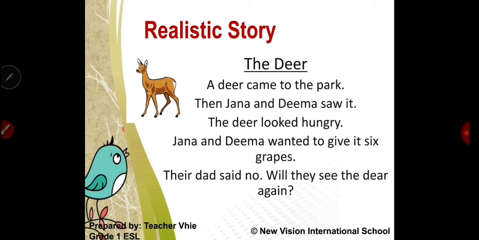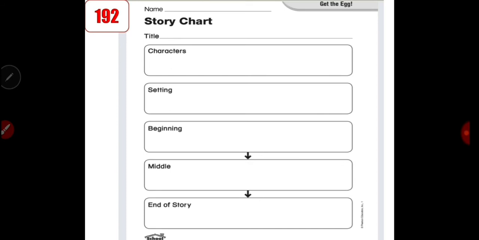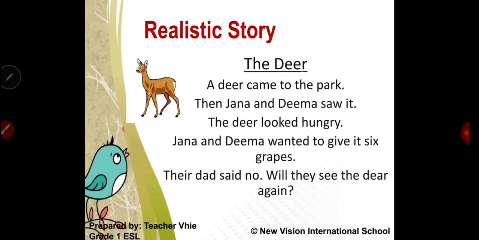All right, so if you are done, kindly open your book on page 192. This is the story chart. A story chart is composed of the following: the title, the characters, the setting, the beginning, the middle, and the end of the story. Using this story, you are going to look for the title, who the characters are, where the setting is, and what the beginning, the middle, and the end of the story are.